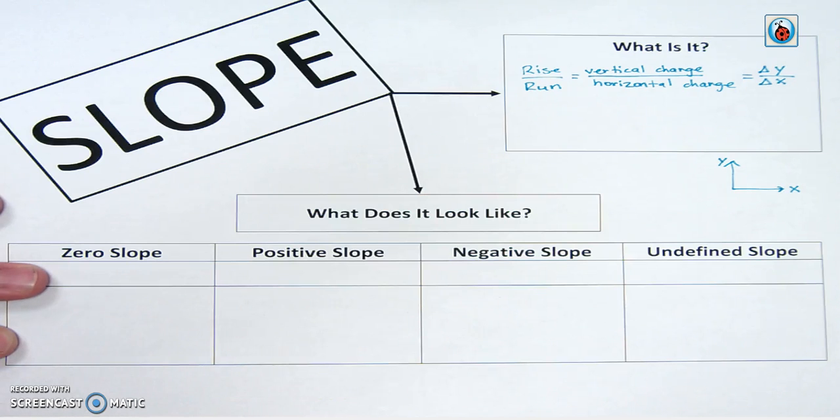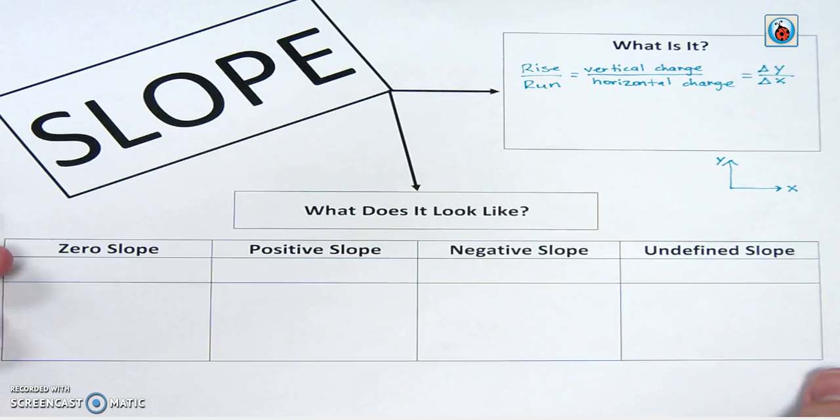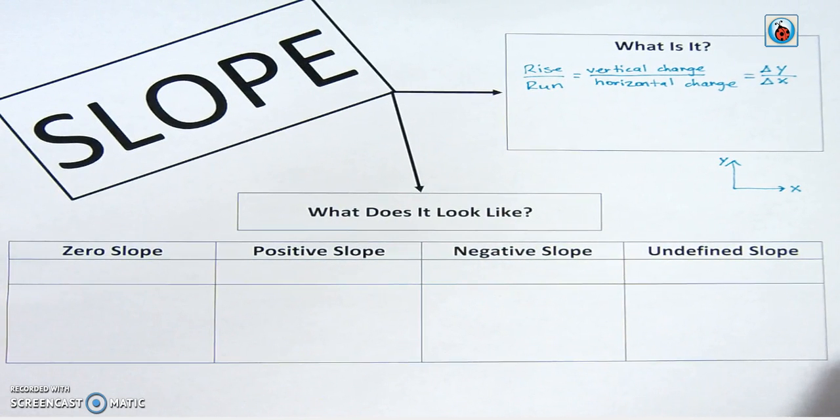Okay? And we want to make sure that we leave some space blank here, because eventually we're going to be coming back to fill in, well, how can I find the change in y, and how do I find the change in x?